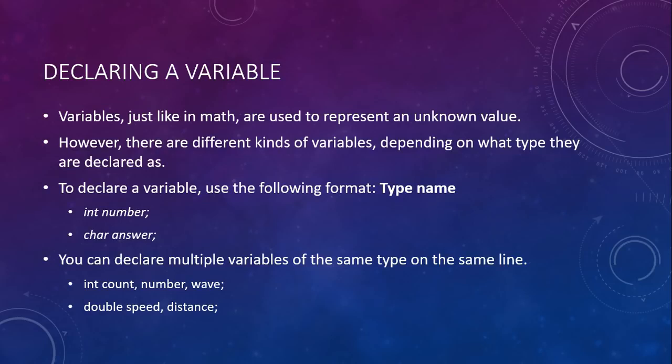You'll notice that each of these has its own line of code. So int count, number, wave is 1 line because it ends with a semicolon. Then on a new line I can have double speed comma distance. These are 2 different lines of code, but you'll notice I could have done int count semicolon, int number semicolon, int wave semicolon, but I chose not to. All right, and I'll show this again when we get to the coding example.